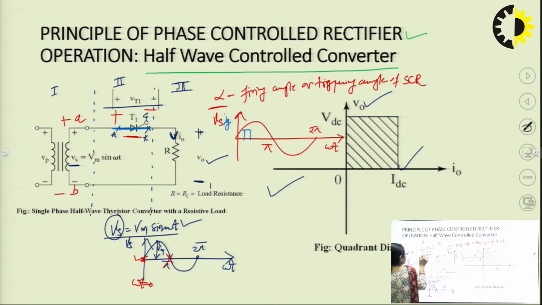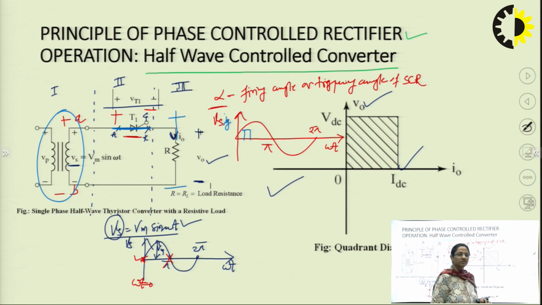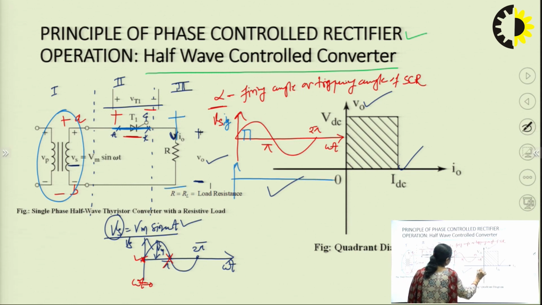This is short circuited. What was the polarity of voltage here? Plus here, minus here, and in between we have a short circuit. The same source voltage will appear across the load as the load voltage during this positive half cycle. I can very well plot the voltage appearing in the load circuit.